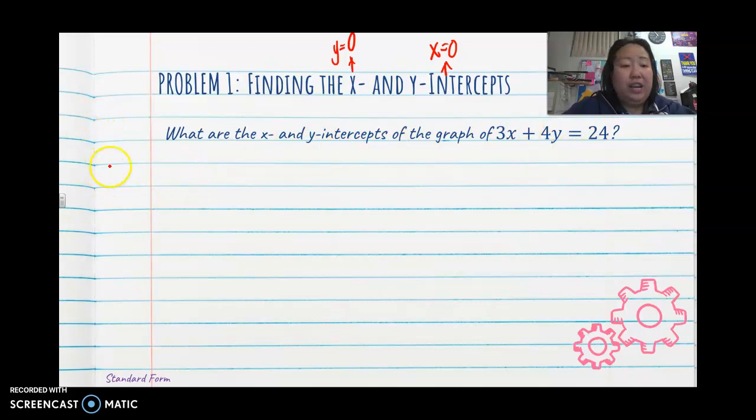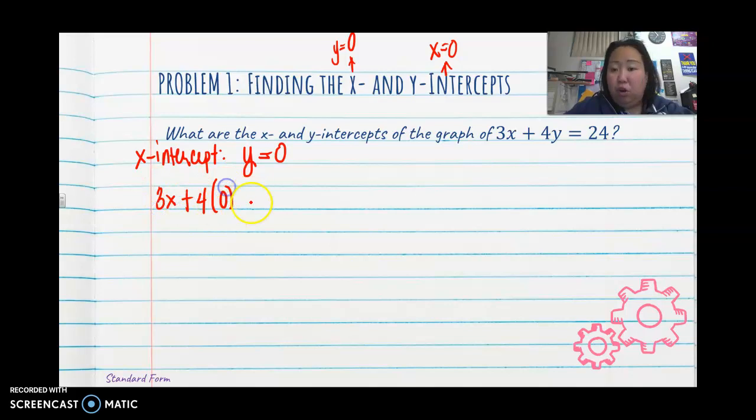So let's start with finding the x-intercept. Now remember, for the x-intercept, what is the key feature? The y is equal to 0, okay? So what we do is, the variable y, we will replace that by 0, and then we solve for the variable x. So this will be 3x plus 4 times 0 is equal to 24. And you know that 4 times 0 is going to be 0. So we will end up having 3x equals 24. And how do we solve for x? We divide by 3 on both sides, and x is going to be 8.